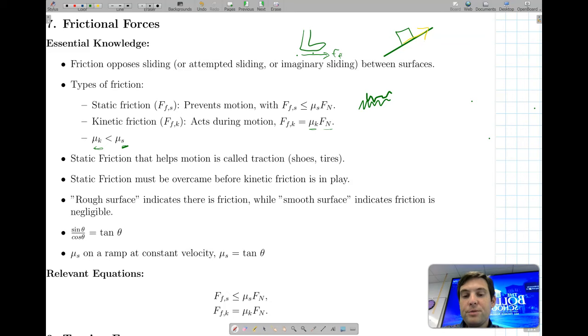Static friction that helps motion is called traction. We see this in shoes and tires. Static friction must be overcome before kinetic friction is in play. It's always easier to keep an object sliding than it is to start it sliding. A rough surface indicates there is friction, while a smooth surface indicates friction is negligible.